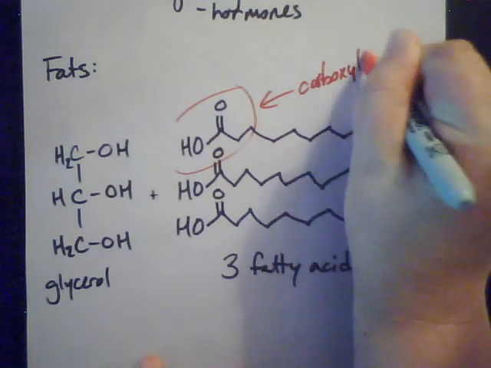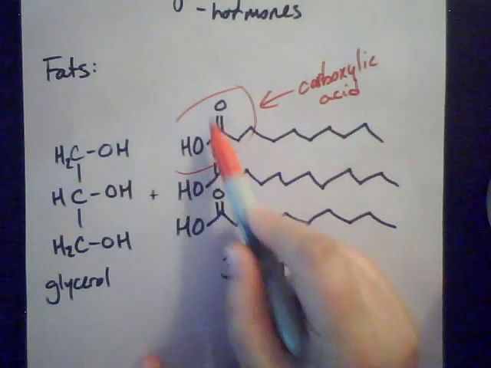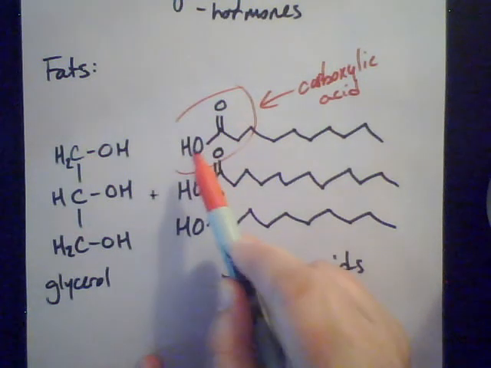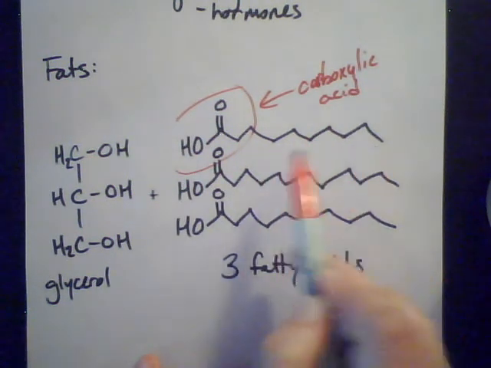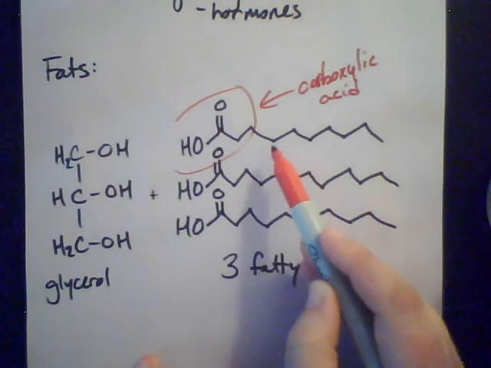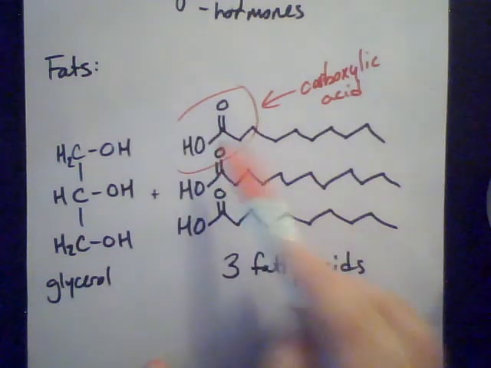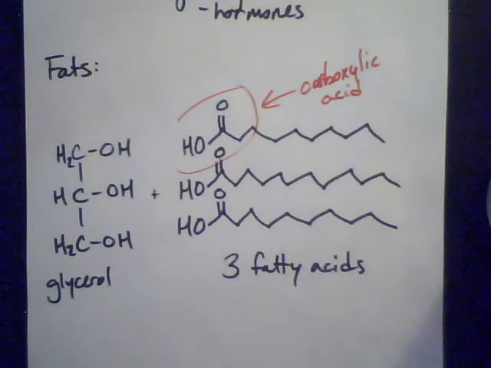Carboxylic acid. It's a functional group with a carbon that's double bonded to an oxygen, that's that carbonyl, attached to an alcohol group. And so this carboxylic acid is on one side, and this hydrocarbon tail is on the other side. So these are just carbon to carbon bonds with hydrogens. So carboxylic acid on one side, fatty chain on the other side, hydrocarbon chain.